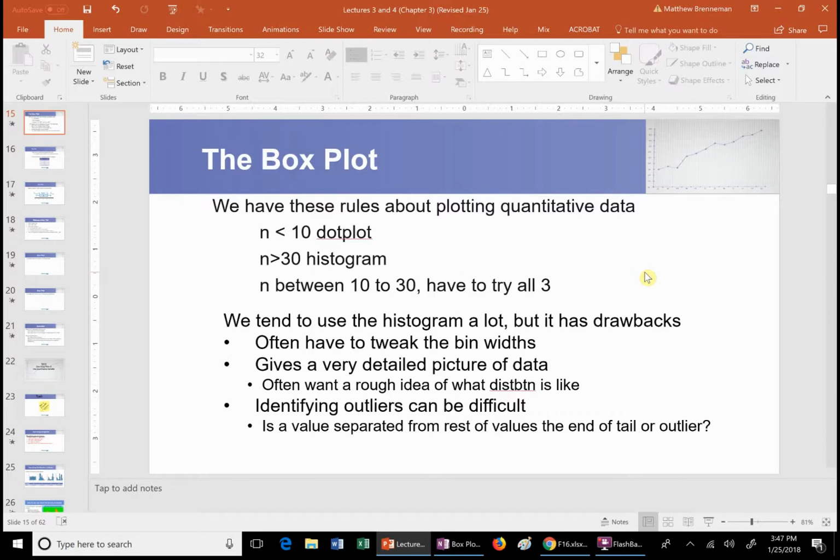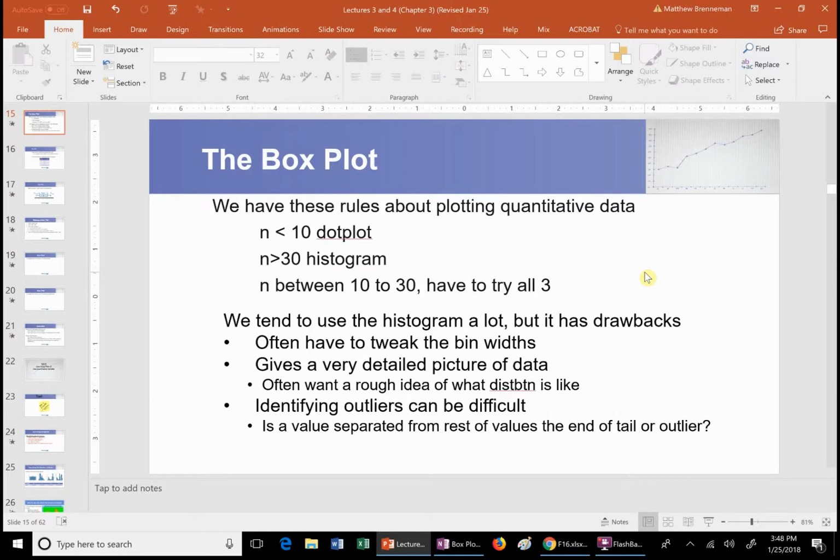The other problem is that it gives a very detailed picture of the data. And you might think that's a good thing. The more detail, the better, but not always. For example, when we're comparing 2 different distributions, like maybe we have people before and after some sort of treatment or before and after an ad campaign, and we want to say how much they spend, sometimes having a lot of detail is actually distracting. So sometimes we just want to make a grosser, lower level plot, okay? The other problem with histograms is that identifying outliers can be difficult. That's going to be a really important thing for us to be able to do.